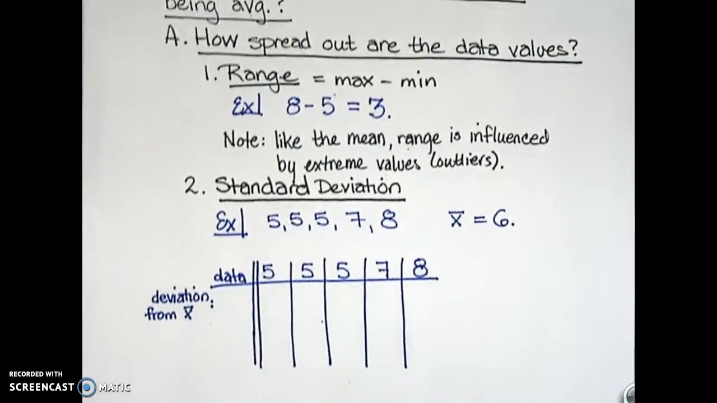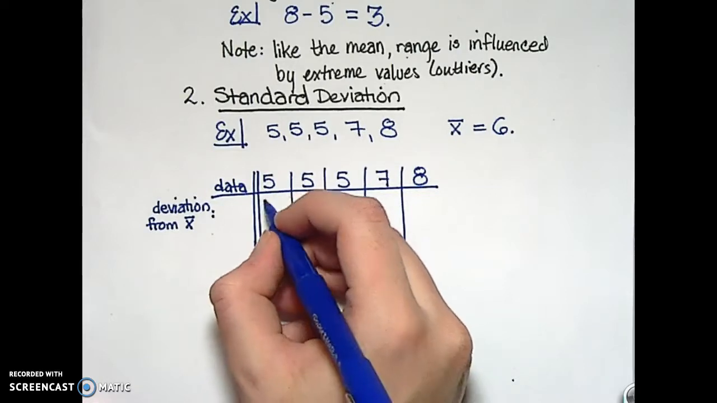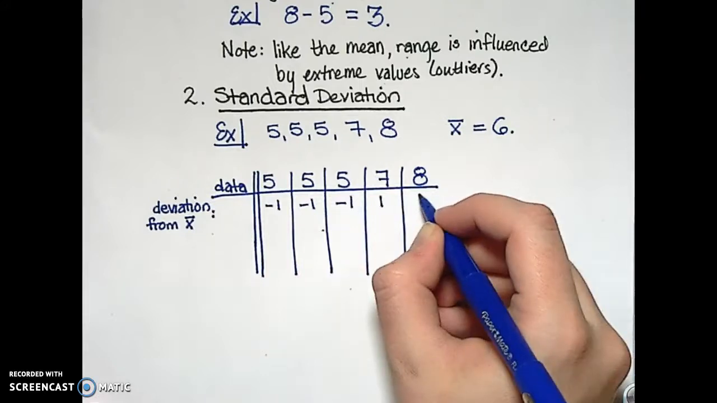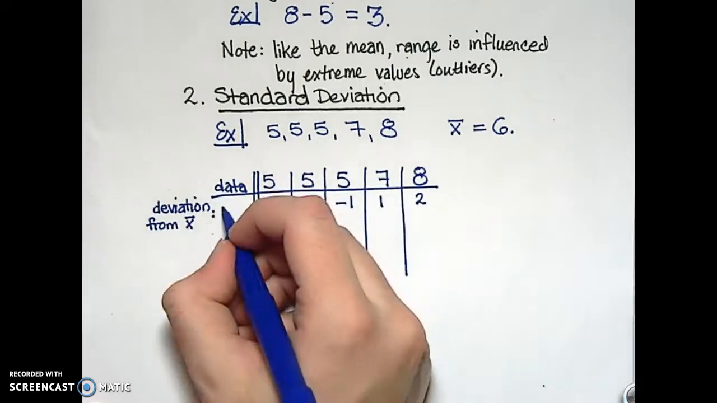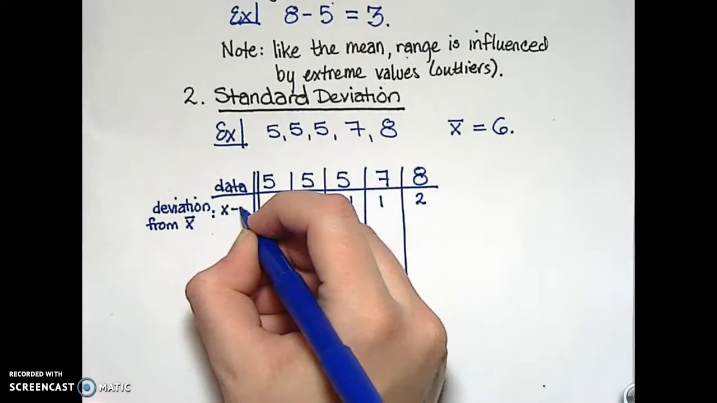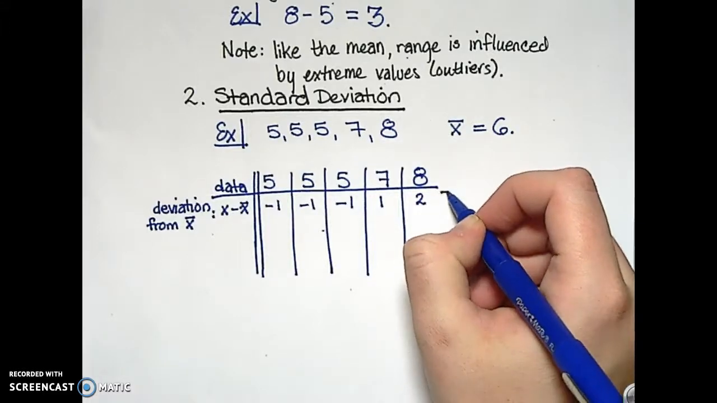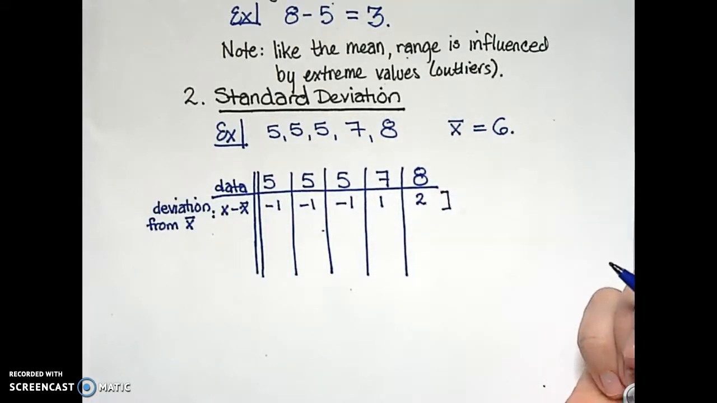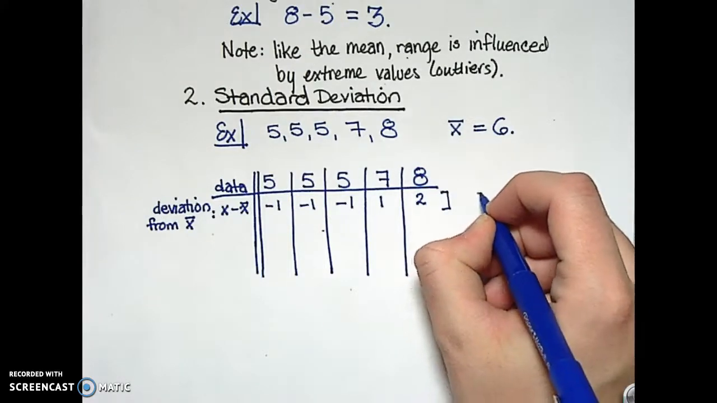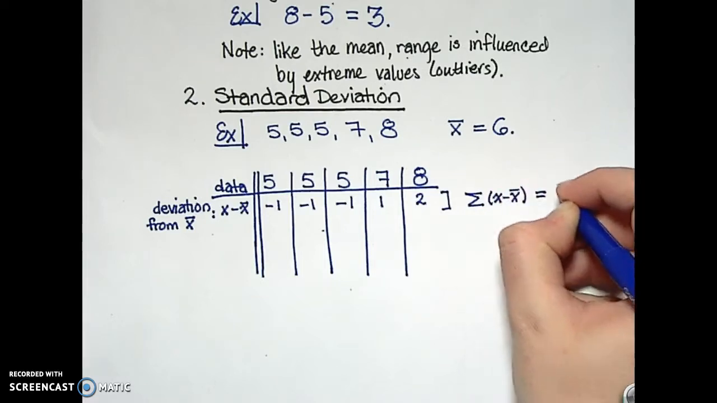So we have our data values listed, and now we're going to calculate the deviation each value is from the average. 5 minus 6 is negative 1. 7 minus 6 is 1, and 8 minus 6 is 2. So the formula that we have for this really is x, where x is our specific value, minus x bar, the average. Now if we were to sum up these values that we have right here, all of the deviations, to get an idea of the overall deviation of this data set, we would find that the sum of x minus x bar is 0.